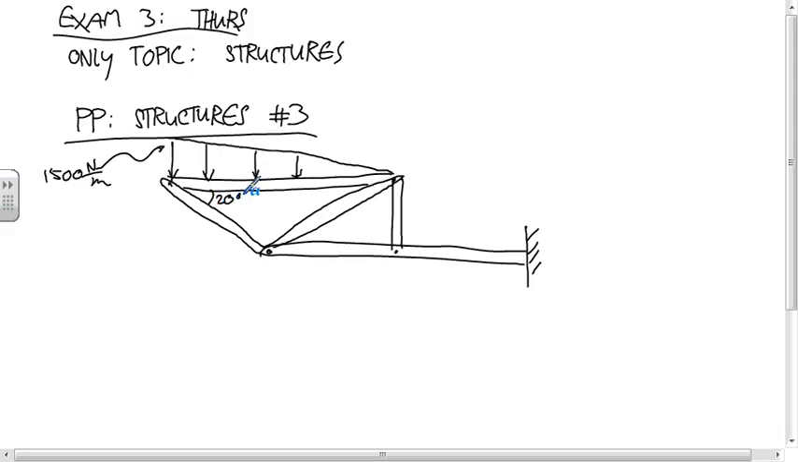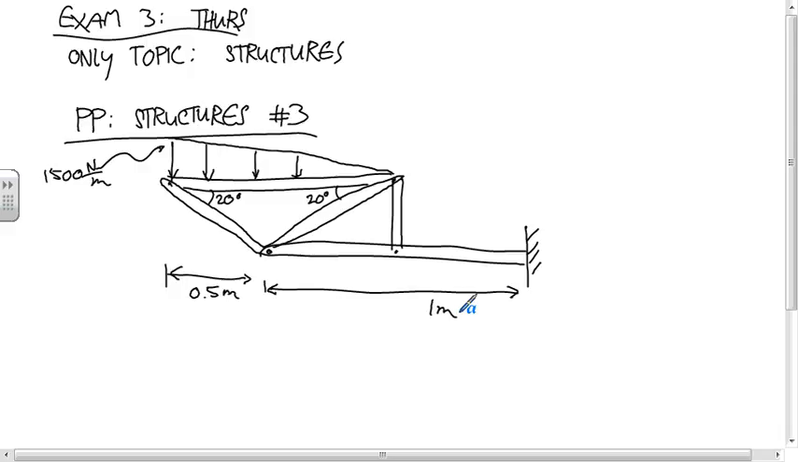These are both 20 degrees. This is 0.5 meters. There's a little bit of SAT math you have to do on this. This distance is 1 meter. Okay. And there are no masses for anything.